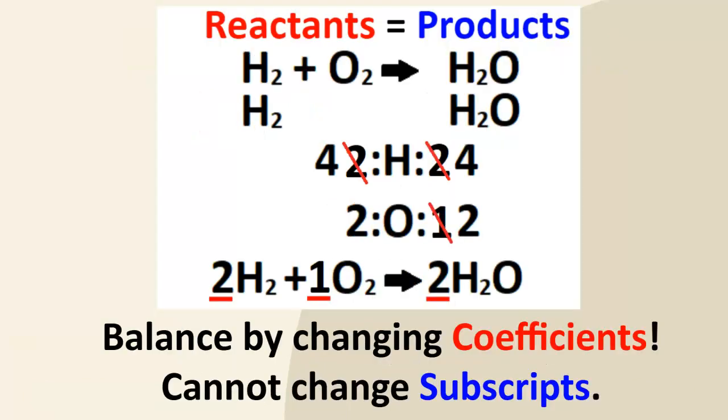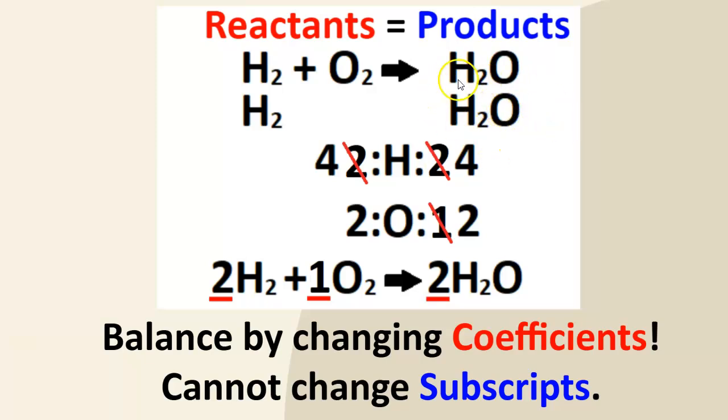This is how we balance our equation. You can only balance by changing coefficients. You cannot change the subscripts. If you change the subscripts, you change the compounds that you're working with. So looking at H2 plus O2 makes H2O, the H's were already balanced, but the O's were not. We needed more O's on the right side. So we have to add another O. You can't just double the O, you have to double the whole compound.